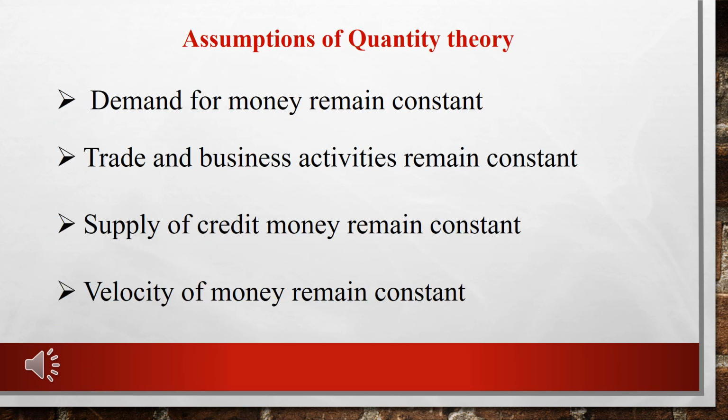Assumptions of quantity theory. Demand for money remains constant. Trade and business activities remain constant. Supply of credit money remains constant. Velocity of money remains constant.